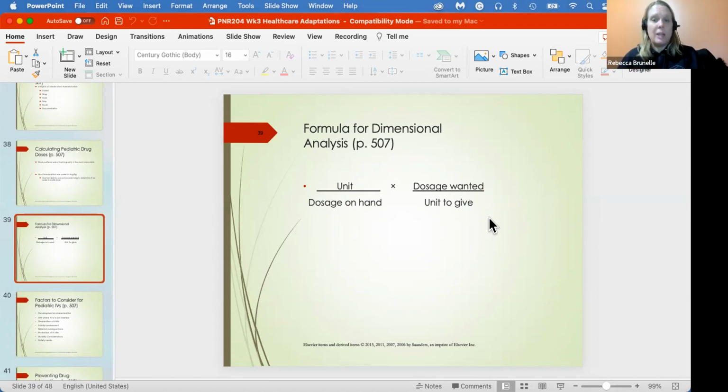Yeah. So if you're told that the kid needs 300 milligrams and you have 500 milligrams in 5 mLs, how would you set that up? So I would put 300 milligrams over X equals, you said 500 milligrams? 500 milligrams over 5 milliliters. That's fine. That works. That's how I prefer to do it too.